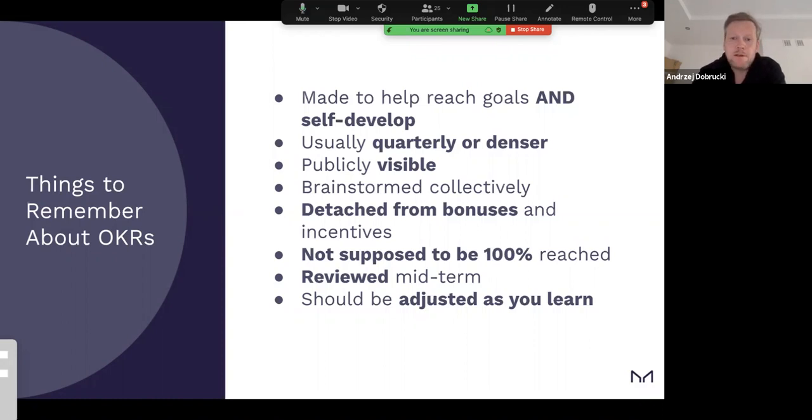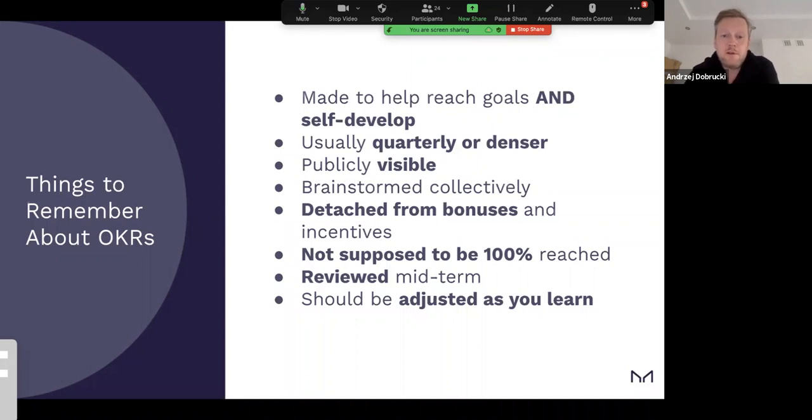And the OKRs are not supposed to be reached 100%, because if we reach our goals 100%, that's what John Doerr already found out very early on at Intel, is that they were not challenging enough. So we would basically be sandbagging, saying, hey, I did all my goals. No, you should actually do 60 to 70% completion rate for your metrics, for your key results, and for your objectives.